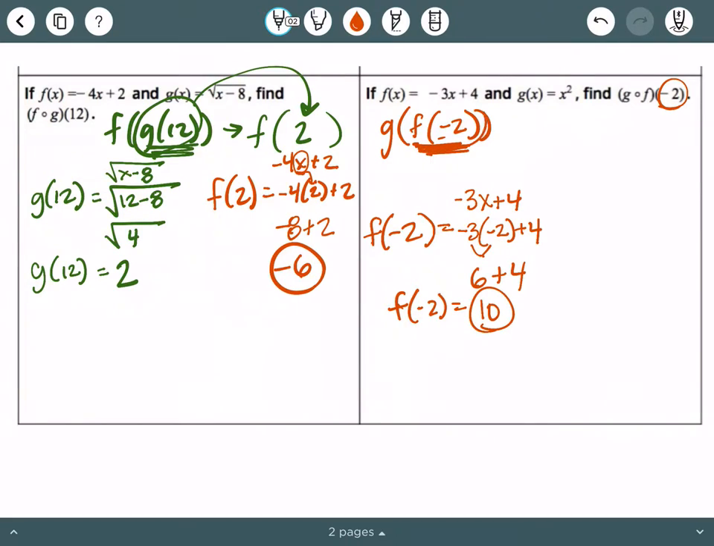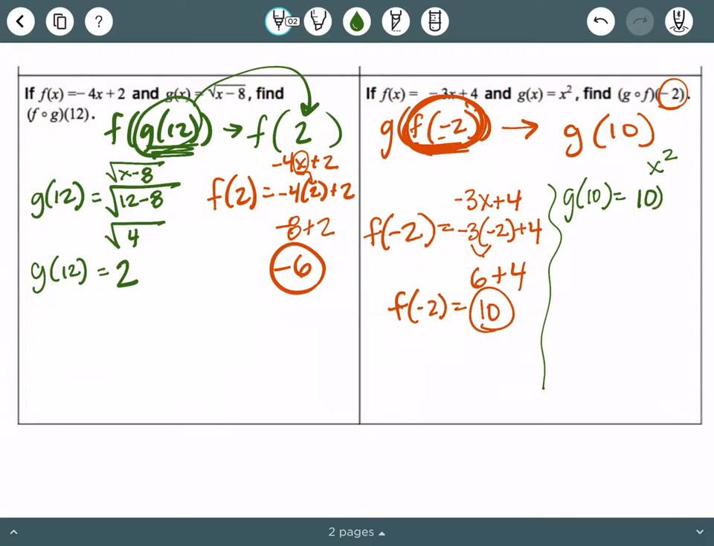So instead of this f of negative 2, I'm going to have g of 10. Right, so I'm going to find g of 10 here. G of 10 uses the g function, which is x squared. Instead of x, I'm going to write the number 10. I have 10 squared. 10 times 10 is 100. That is my final answer.